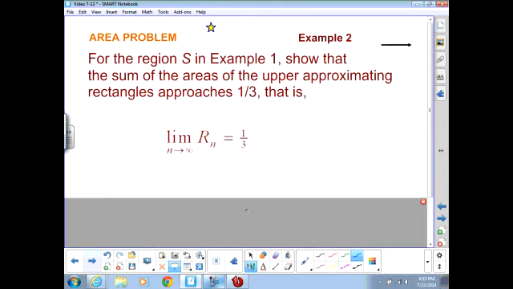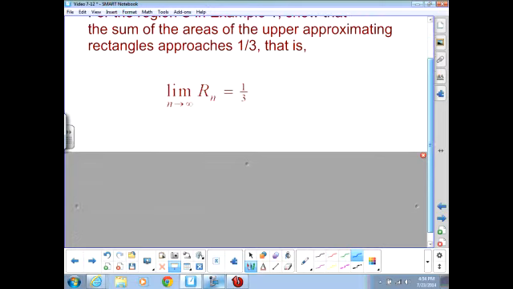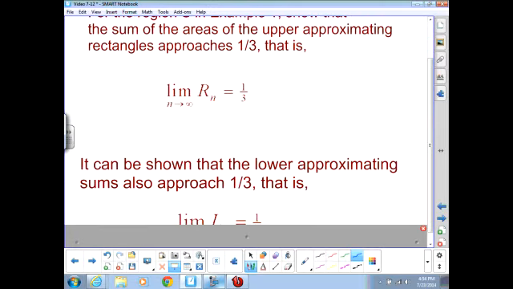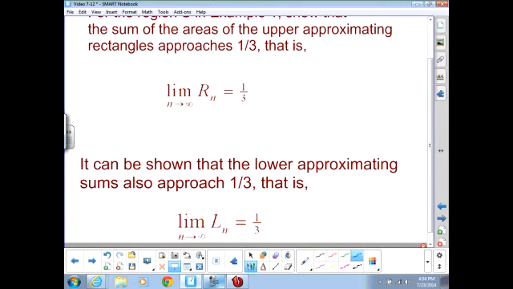What this is saying, remember, r sub n is just the area or the sum of the rectangles using right-hand endpoints. By saying as n approaches infinity, it says as your number of rectangles grows and grows and grows, or in other words, as those rectangles get infinitely skinny, our area, or our rectangles when we add them up, approaches 1/3. And it can also be shown the other way as well, that the left-hand rectangles are approaching 1/3.